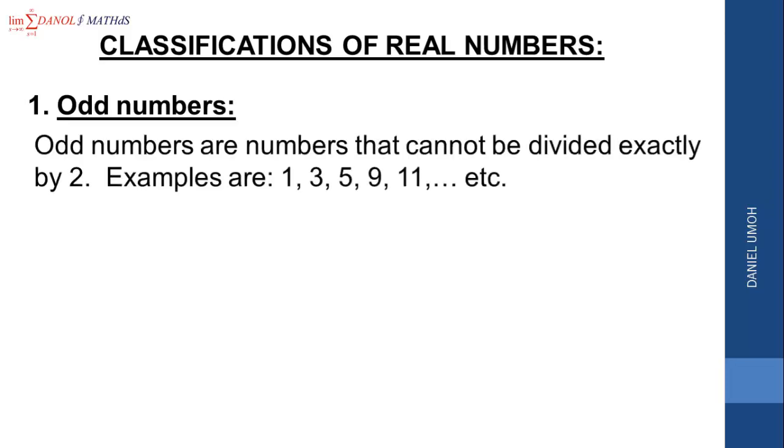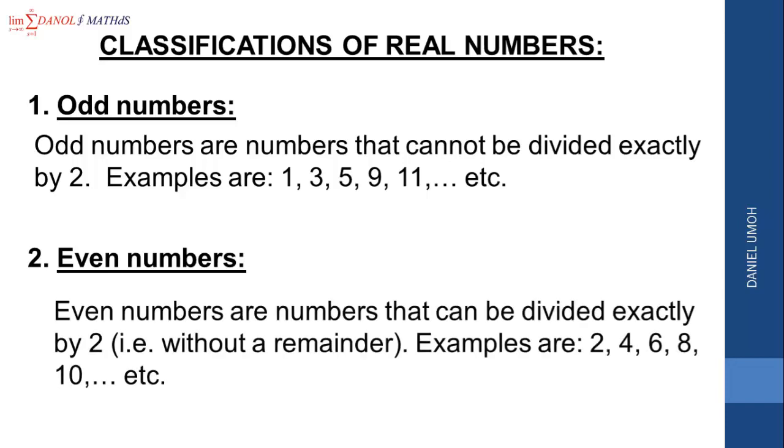Now, let's talk about classifications of the real numbers. Real numbers are classified into 2. We have odd numbers, and we say odd numbers are numbers that cannot be divided exactly by 2. Examples are 1, 3, 5, 7, 9, 11, and so on. All these are examples of what? Odd numbers. Another classification of real numbers is what? The even numbers. So even numbers are those numbers that can be divided exactly by 2 without a remainder. Examples of even numbers are 2, 4, 6, 8, 10, 12, 14, 16, etc.